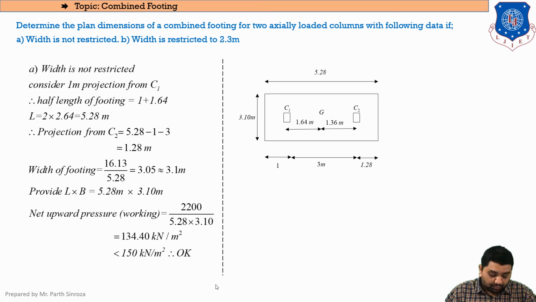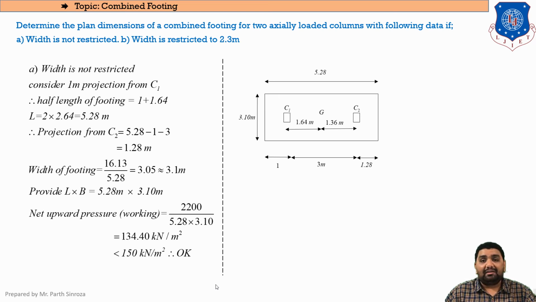Then the projection from C2 will be 5.28 minus 1 minus 3. Clear? So it will be 1.28. As you can see here, 1.28 is the projection from C2. So the width of the footing will be our total area divided by length. Total area was 16.13 and length we have just calculated to be 5.28. So the answer comes out to be 3.05. We'll be rounding it off to 3.1 meter. So the total length and width that you have provided is 5.28 cross 3.1 meter.